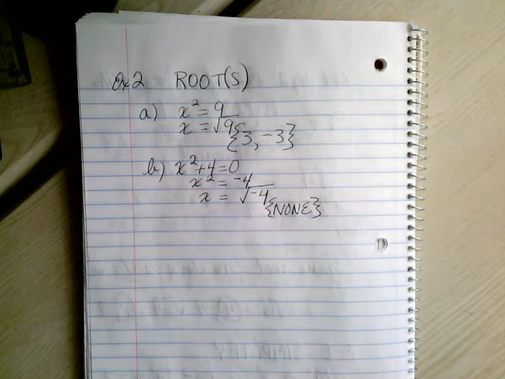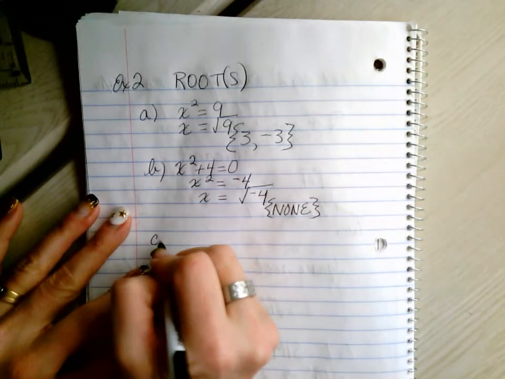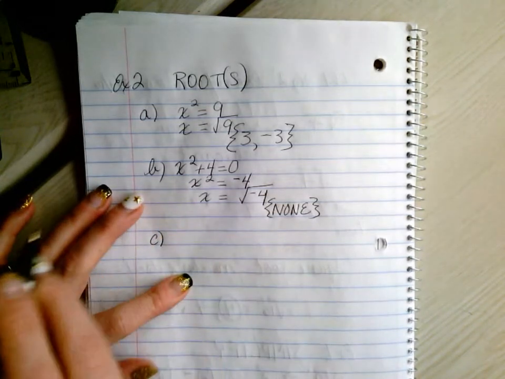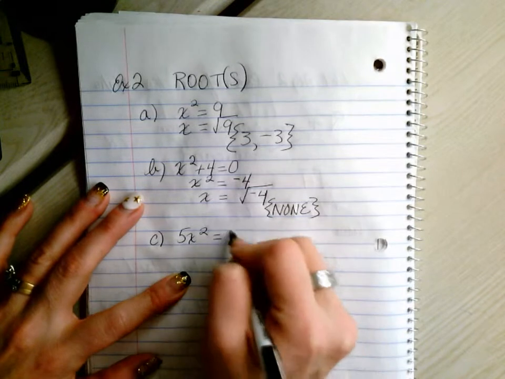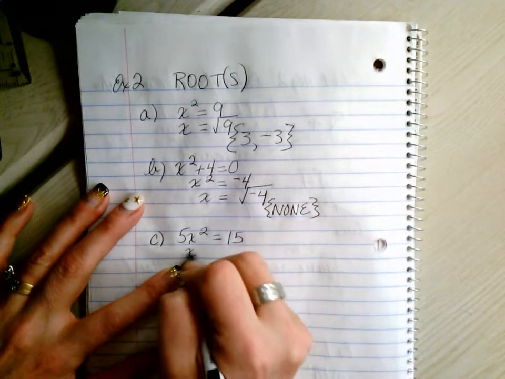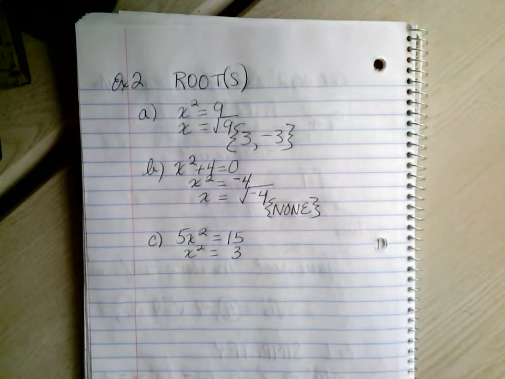Okay, we're going to talk about those in the future. Moving on. Example C. You might have to do a little manipulating in the math. All right. 5x squared is 15. Let's divide by that coefficient, 5, and we should have x squared equaling 3. Now, is that a perfect square?